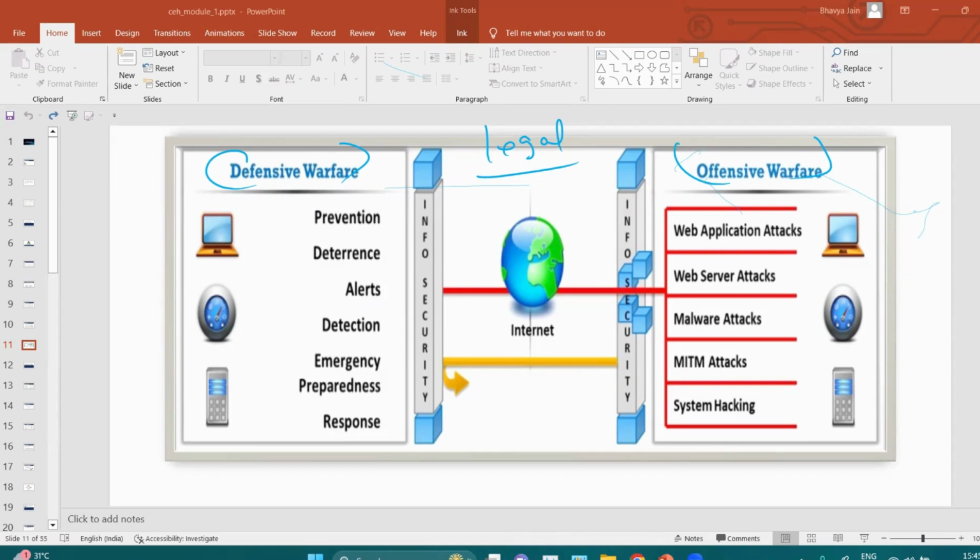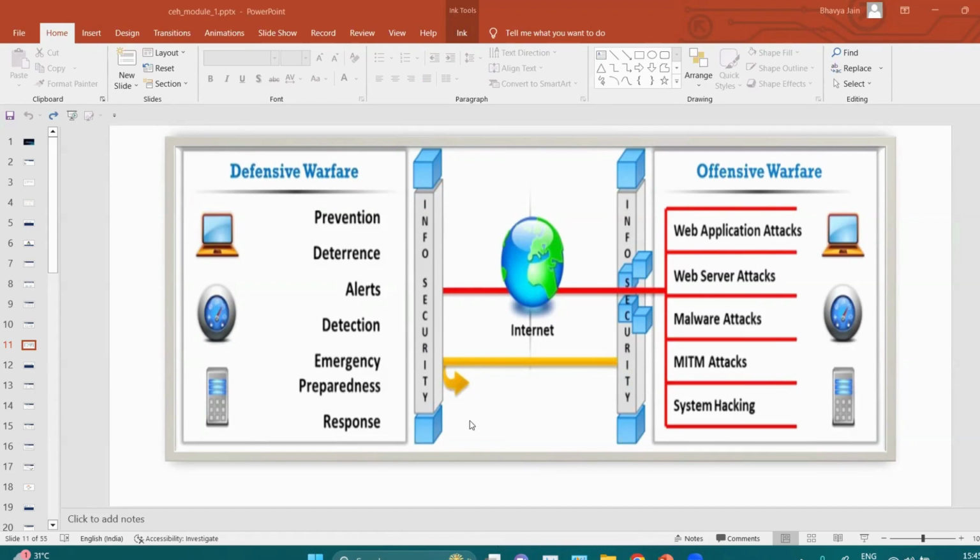But if you are attacking someone, or if you are creating any malware without permission, then that is illegal. So in the defensive, we have prevention, we prevent from attacks, we have deterrence, we have alerts, we have detection, emergency preparedness, and response. Those are the terms in defensive warfare.